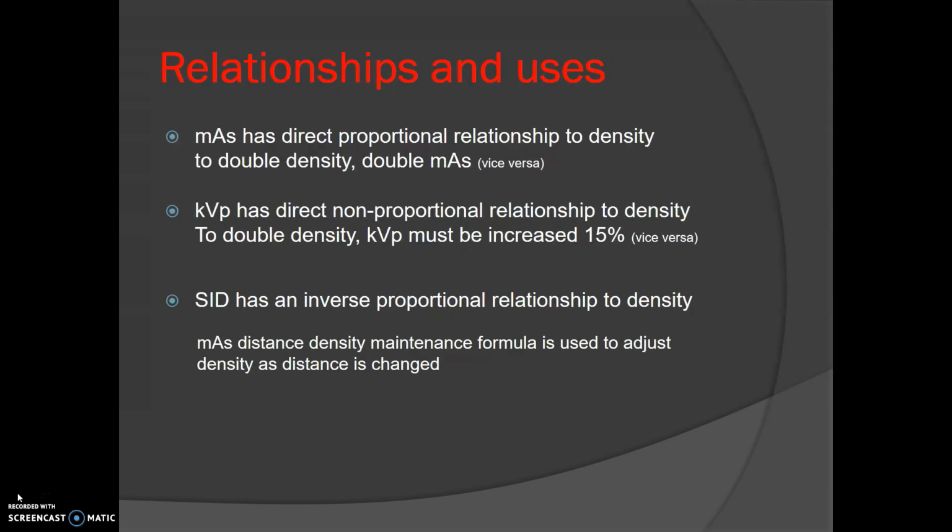Mass has a direct proportional relationship to density, so in order to double density, we would double mass. KVP has a direct non-proportional relationship to density. To double density, KVP must be increased 15%. SID has an inverse proportional relationship to density. The mass distance density maintenance formula is used to adjust density as distance is changed.